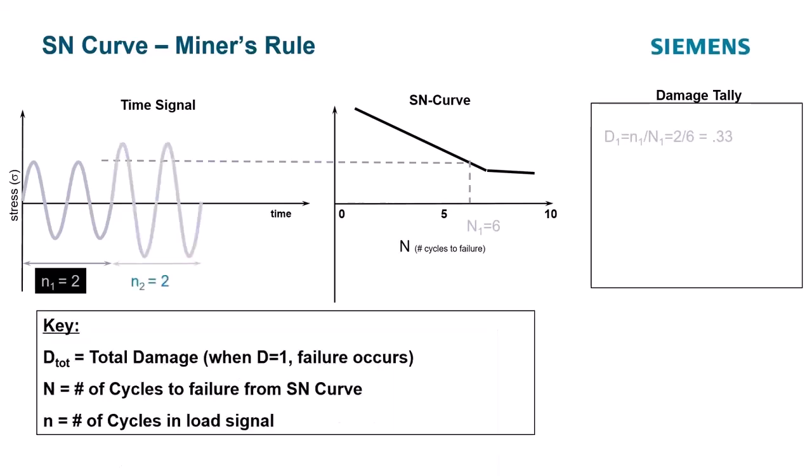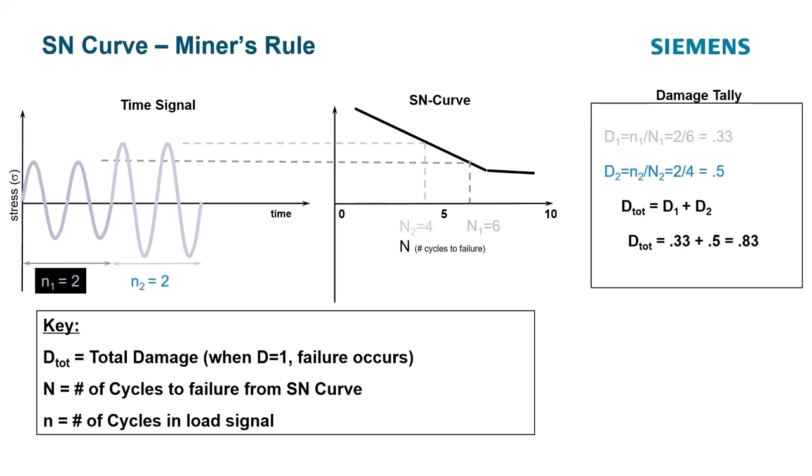Now, if we add another cycle at a higher amplitude, it'll be lower cycles to failure. So this is 2 cycles at 4. And since Miner's rule is a linear damage model, we simply can add the 0.33 to the 0.5 damage to get 0.83. The theory is that the part actually fails at 1.